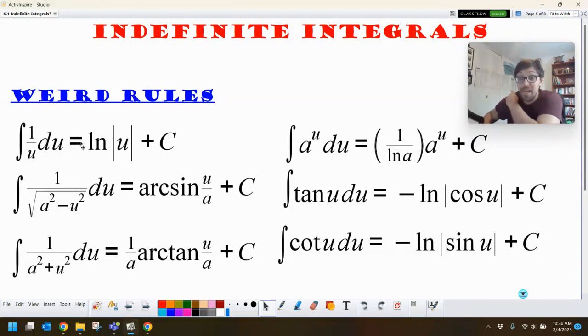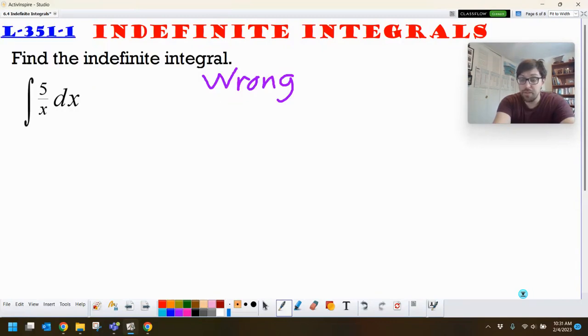And let's take a look at an example of why this thing does what it does. What I'm about to do is wrong. I should be applying one of those rules we just had on the screen, but I'm not. I'm going to try to use the power rule on this. So I would have the antiderivative of 5x to the negative 1 dx.